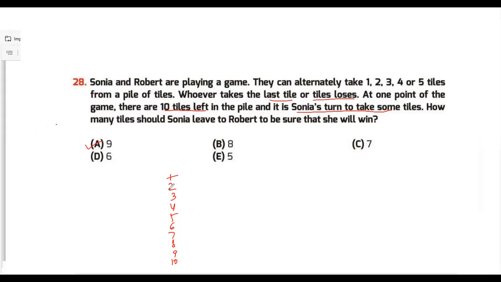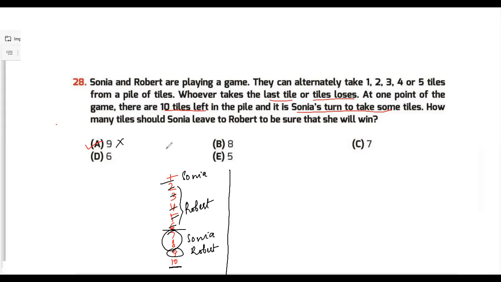So say Robert picks 5, 1, 2, 3, 4, and 5. So this is what Robert picks. Then it is Sonia's turn again. And suppose Sonia picks 2, then what can Robert do? Robert can only pick 1. Correct. So then Sonia has to pick this and Sonia would lose. So A cannot be my answer. They're saying she should be absolutely sure. So let's just try again.